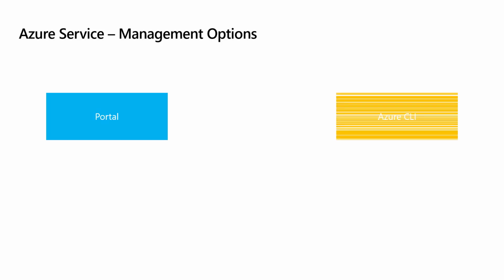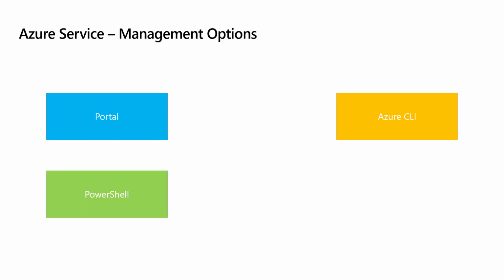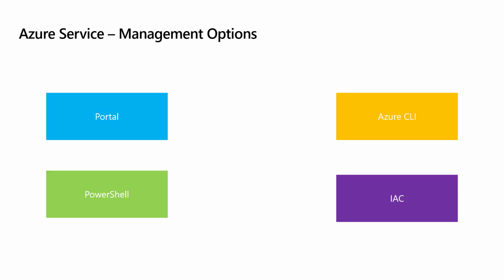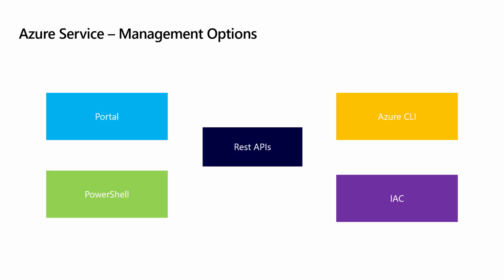And then the next option that you have is Azure CLI. It is also called as Azure Management Core Tools. The third option is PowerShell. You can use Azure PowerShell for creation and management of Azure services. And finally, the most common one is IAC. All these four options internally utilize something called as Azure Management REST APIs. The most common one is IAC.